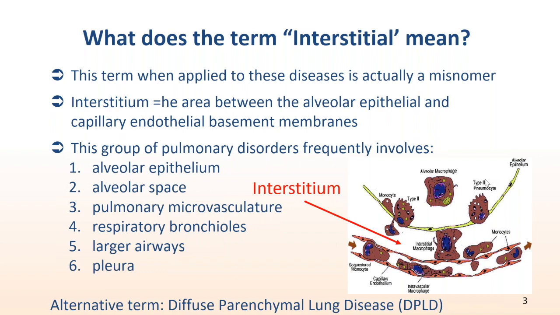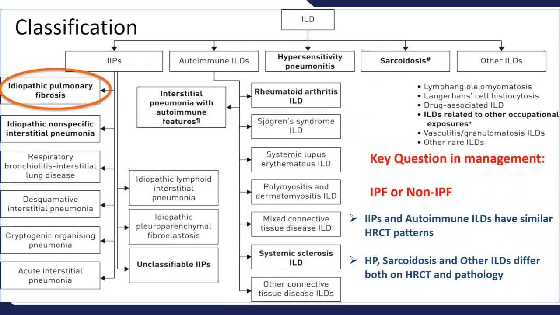So in Europe, the term that is used is DPLD, diffuse parenchymal lung diseases. But in America and in India, we are very happy to use the term interstitial. We are all very conversant with this term. Now, as I said, there are 200 plus diseases, so there has to be a way to classify these diseases. And this is a very simple scheme of classification.